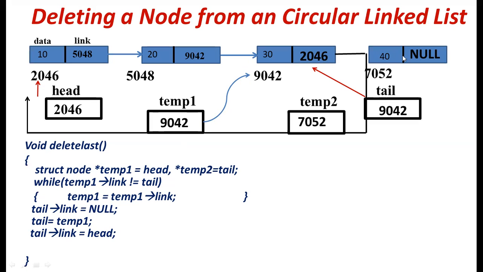So what we have to do? We have to free the memory. How can we free? By using the free function. How can we free this node? This node is at address 7052. Who is pointing to it? temp2 is pointing. So free of temp2. For that reason itself, we have taken this second variable. So this node will get freed. Now we can reallocate it.